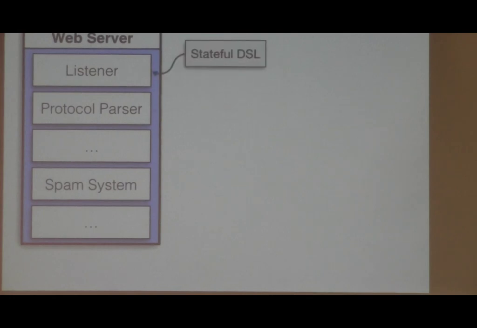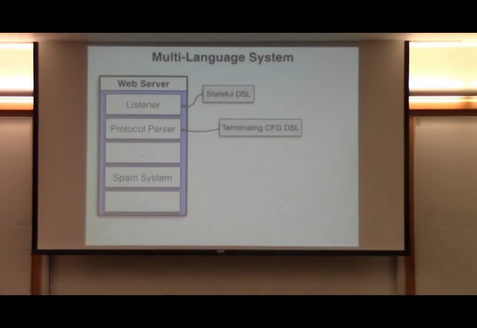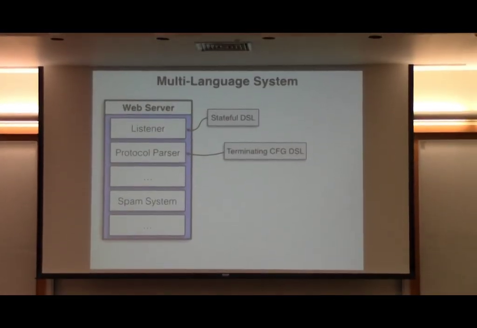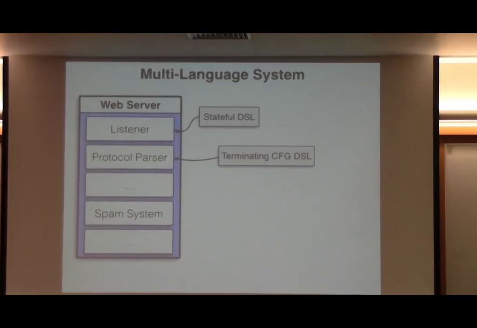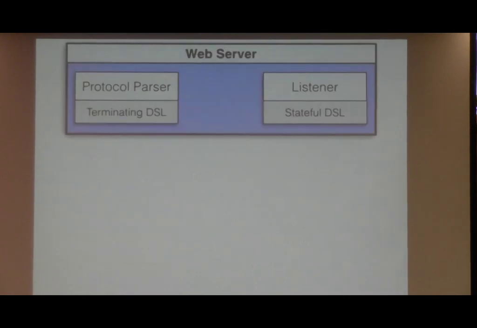If you have a big multi-language system, you might implement different parts of the system in different kinds of DSLs. I might have a terminating DSL to write my protocol parser, and I want it to interact. Now, how do I reason about these things?